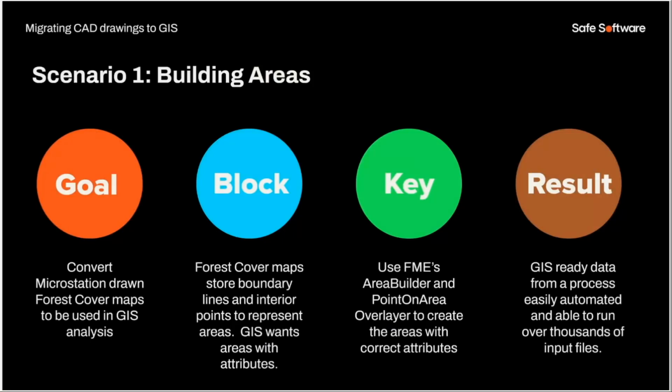The problem was that in MicroStation, these boundaries are represented using lines and points. The points have the attribute data attached to them, but in the GIS, we just wanted the polygons with the attributes. So to do this, we will of course be using FME, in particular our AreaBuilder and PointOnAreaOverlayer transformers, in order to create those areas and then assign them the appropriate attributes.